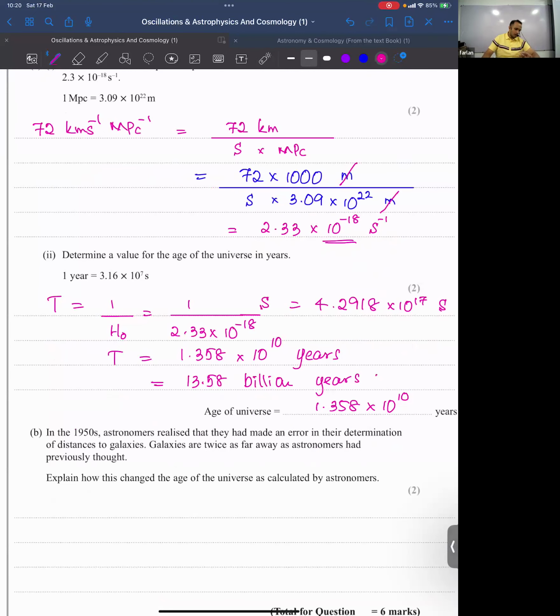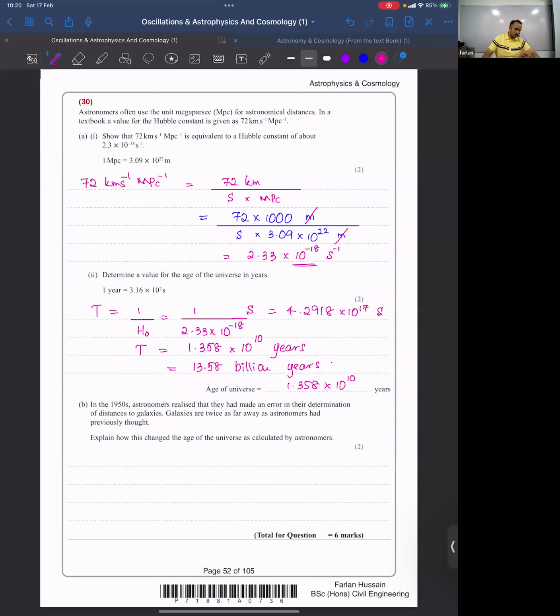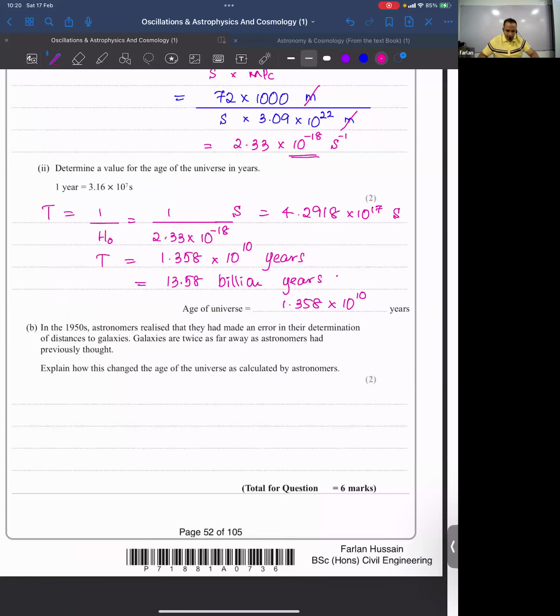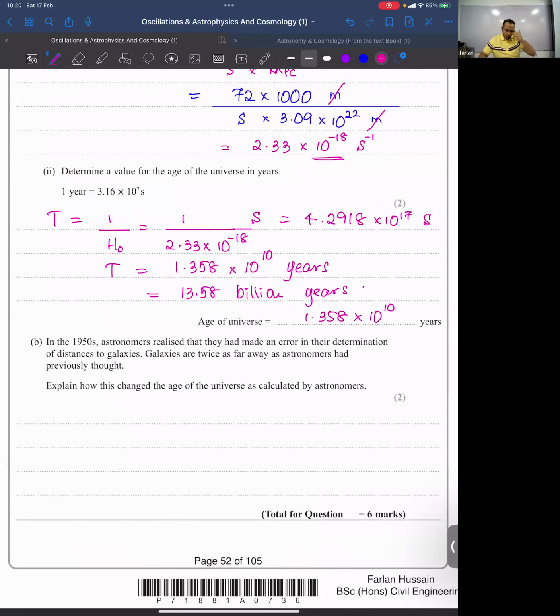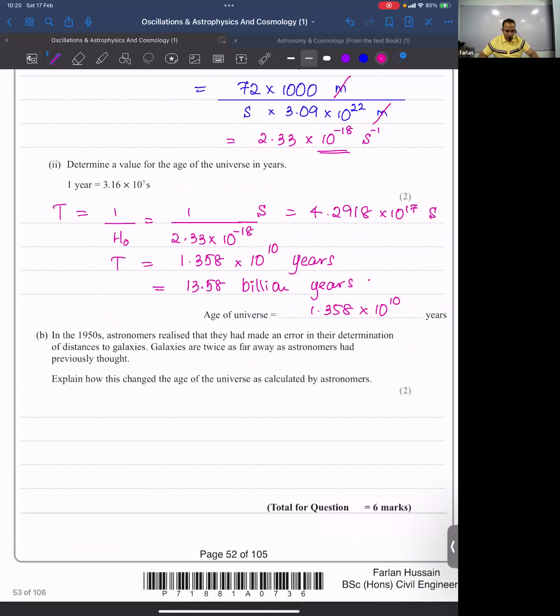Right, this is part B. In the 1950s, astronomers realized that they had made an error in their determination of distances to galaxies. Galaxies are twice as far away as astronomers had previously thought. Explain how this changed the age of the universe as calculated by astronomers.